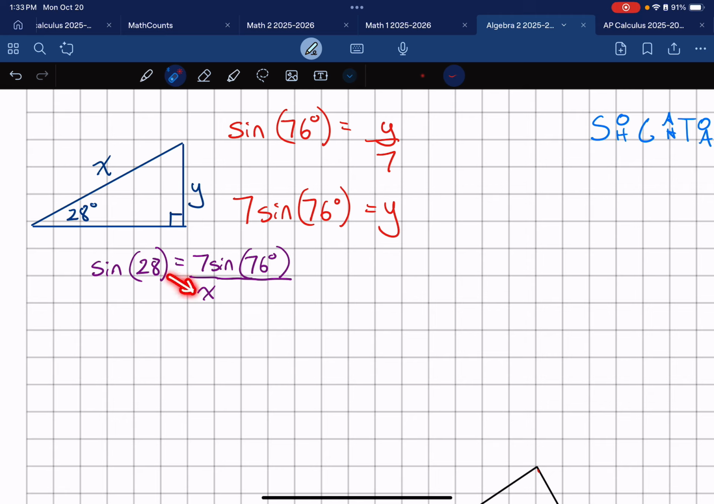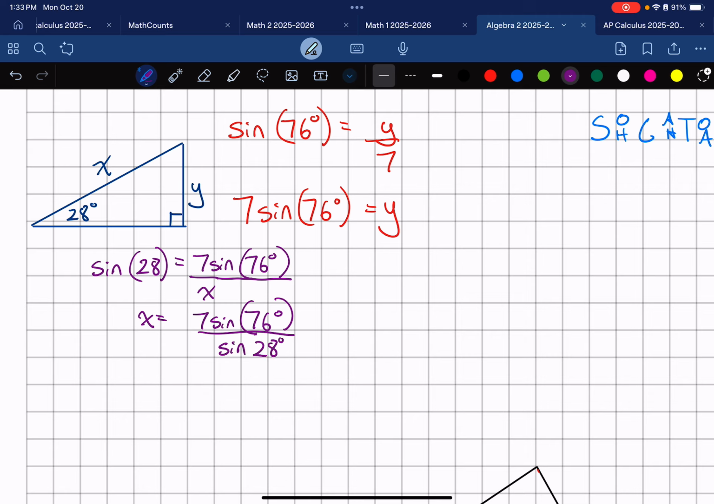I can switch these two diagonals using my little shortcut, and I can say that x here is equal to 7 sine of 76 degrees, all that divided by sine of 28 degrees. And I found x. It's whatever that number is. I can plug it into the calculator, but I don't really want to. I just want to say that's how you find it.